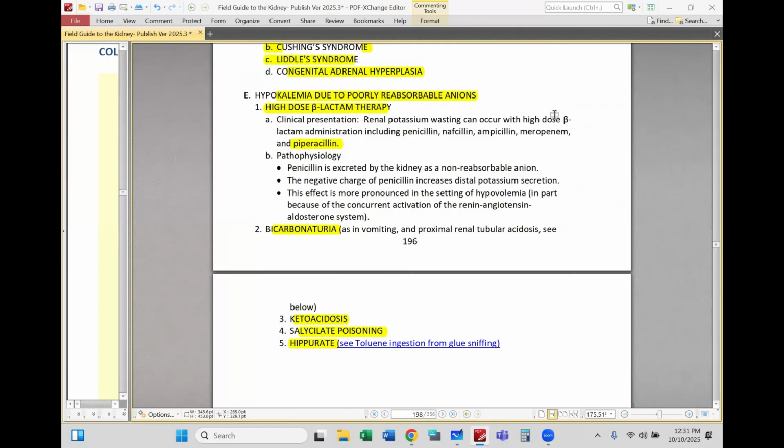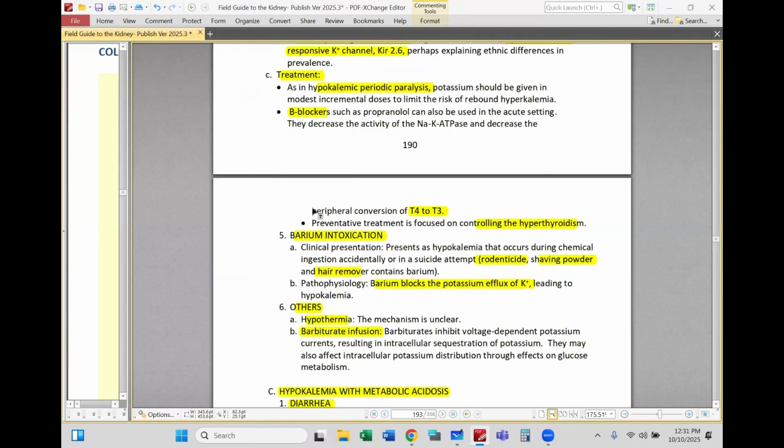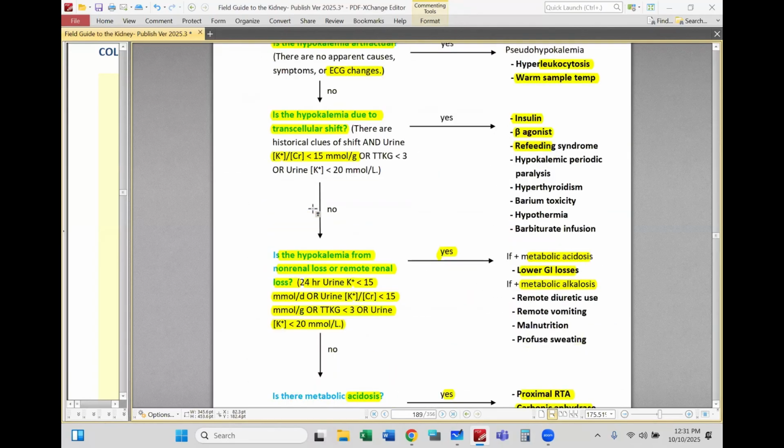These penicillins have a net negative charge. They are eliminated by the kidney, both through secretion and filtration. And so they can theoretically increase urinary K loss as well. Okay, here we go. All right, so any questions about hypokalemia before we get on to acid base?